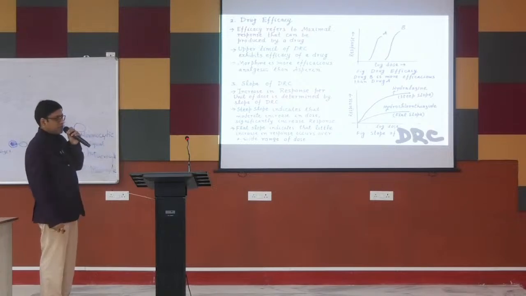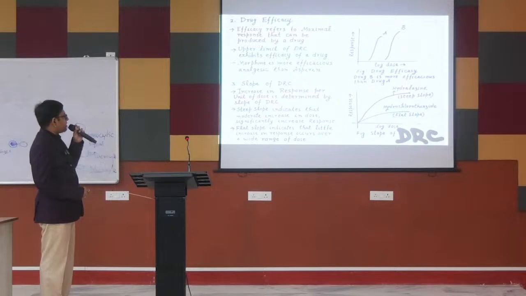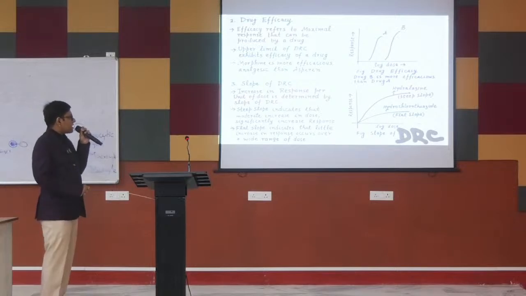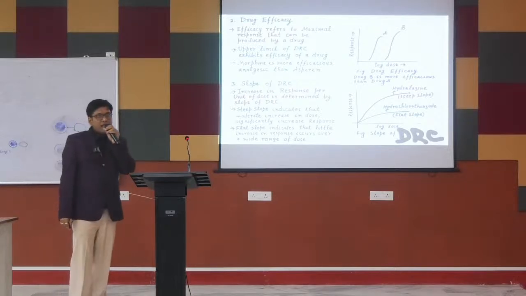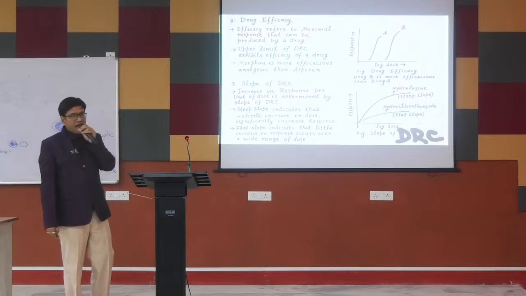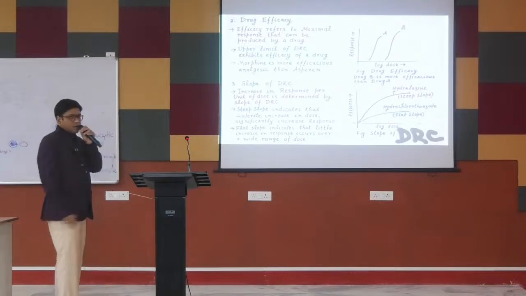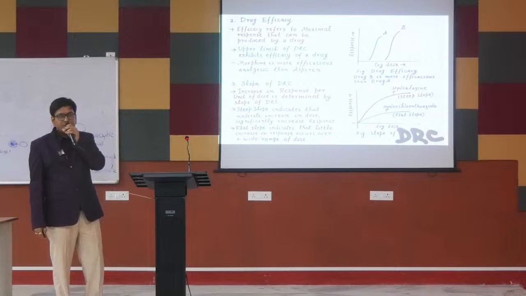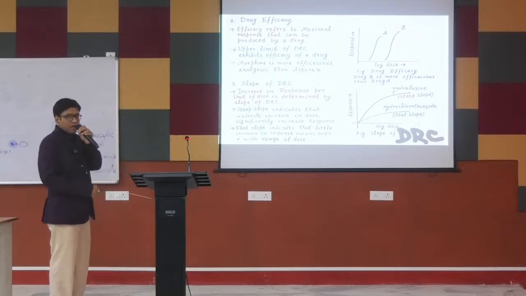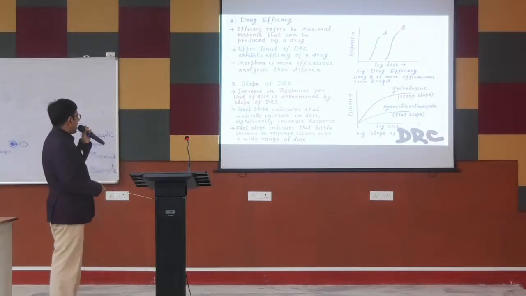What does that mean? This means that for this drug, when you increase the dose slightly, there is a lot of increase in response. But for the lower one, when you increase the dose slightly, there is only a slight increase in response. So, a steeper slope of the dose response curve indicates that a small change in dose can have a lot of clinical effect. That idea we can get from the dose response curve. All right.